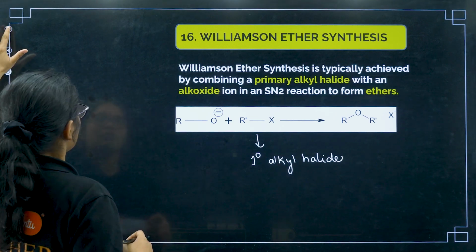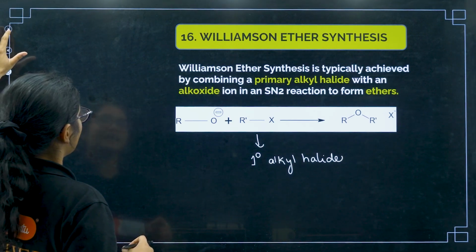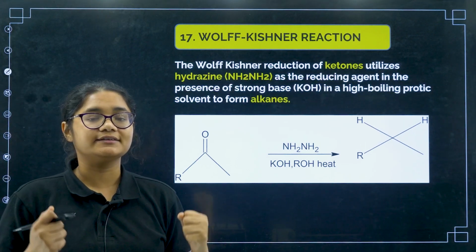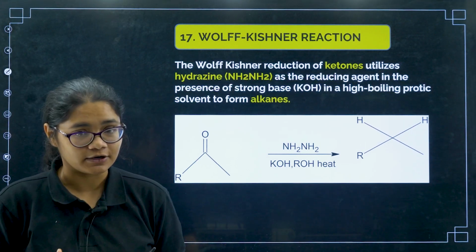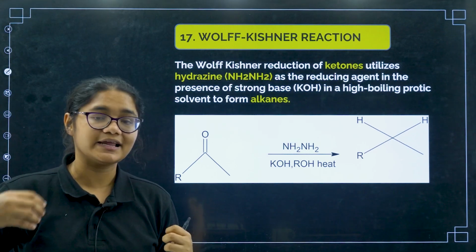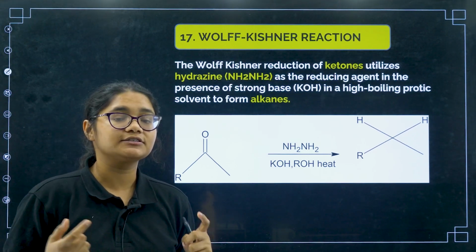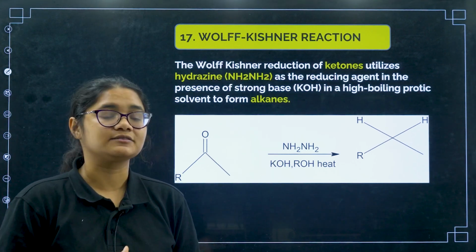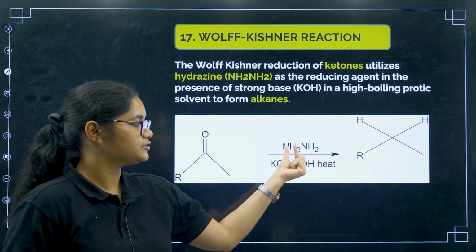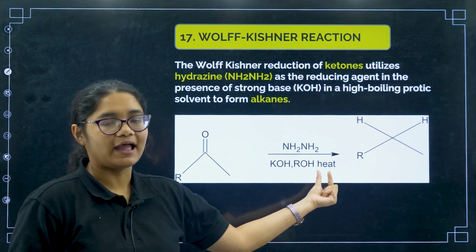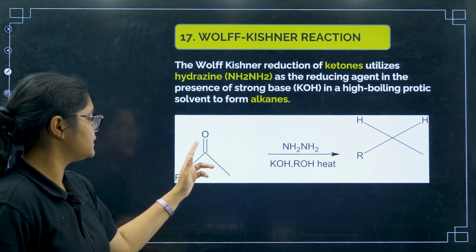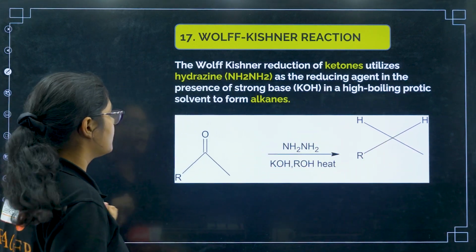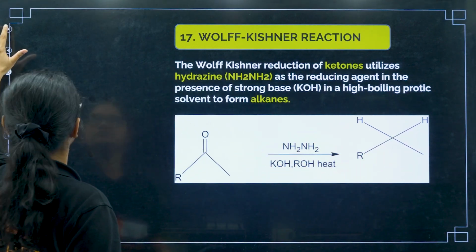Now we will move to the next reaction, that is Wolff-Kishner reduction. Wolff-Kishner reduction is for the reduction of aldehydes and ketones to hydrocarbons, right? Just like Clemmensen reduction, but Clemmensen reduction takes place in acidic medium, Wolff-Kishner reaction takes place in basic medium. So we have NH2NH2, KOH, alkali and heat. What happens here, this C=O group is reduced to CH2 group.